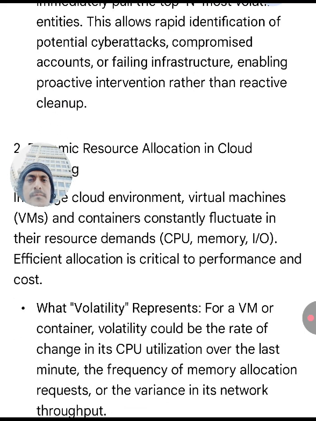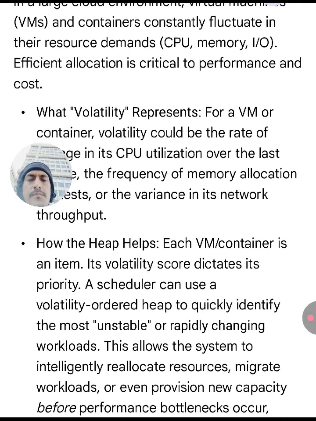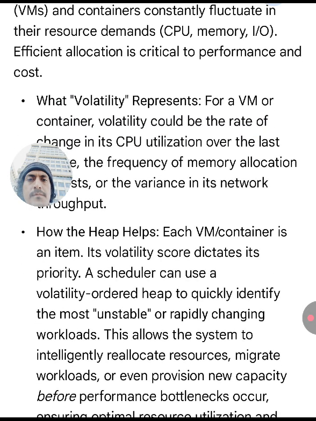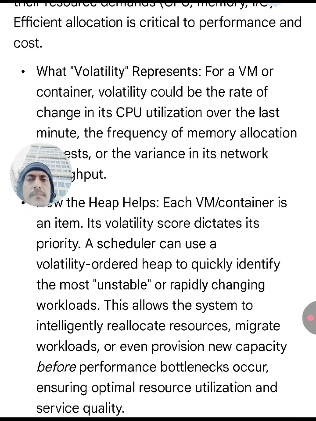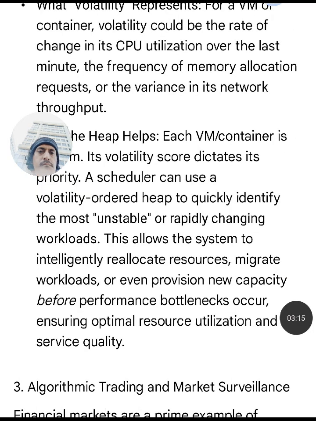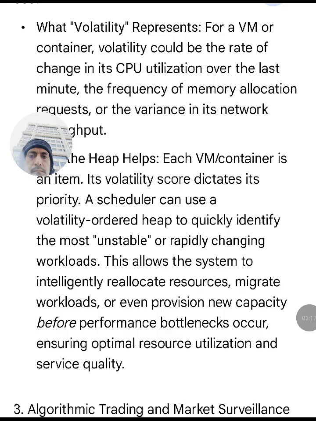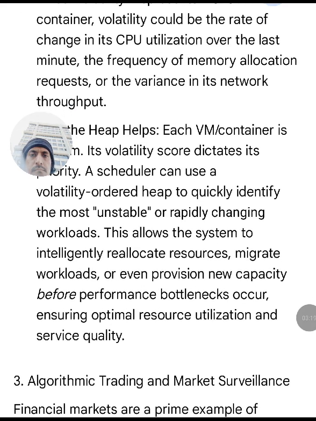2. Dynamic resource allocation in cloud computing. In a large cloud environment, virtual machines, VMs, and containers constantly fluctuate in their resource demands: CPU, memory, I/O. Efficient allocation is critical to performance and cost. What does volatility represent? For a VM or container, volatility could be the rate of change in the last minute, the frequency of memory allocation requests, or the variance in its network throughput.